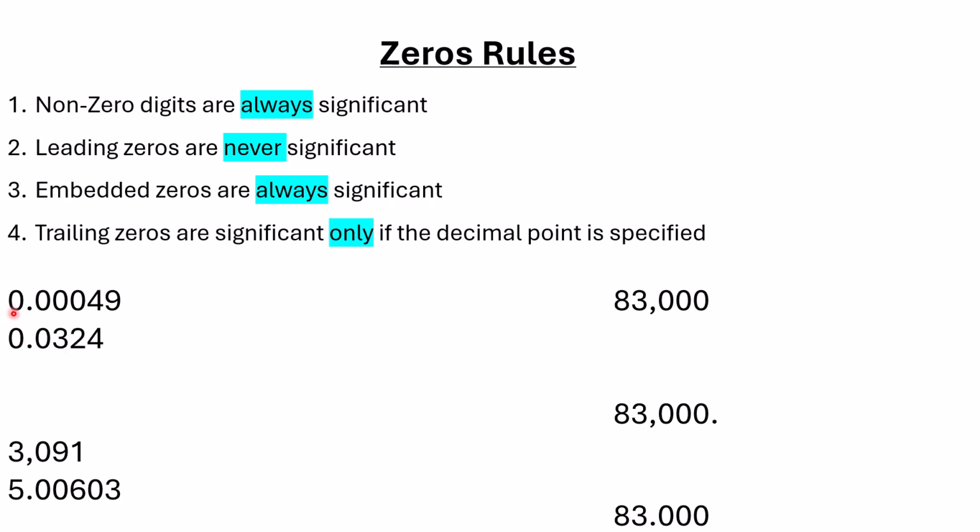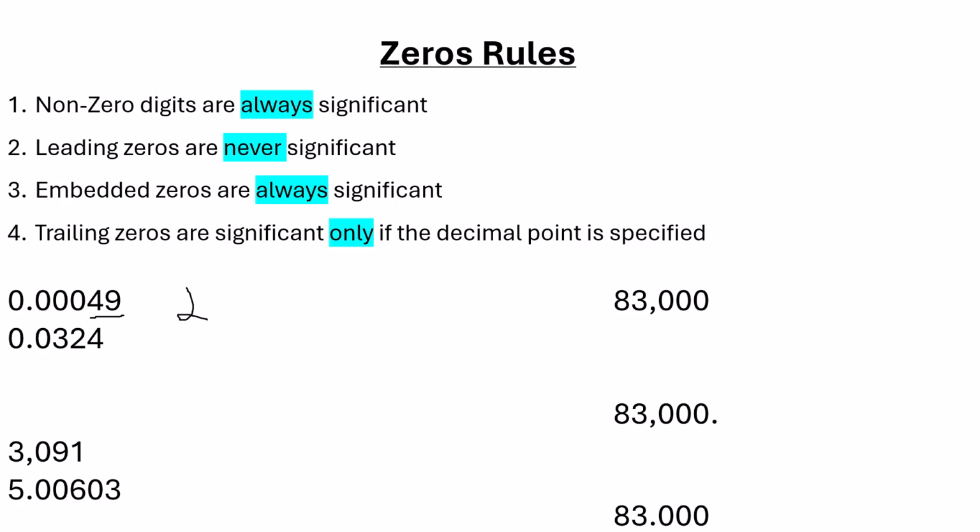When we look at example number 1, we see 0.0049. Looking at rule number 1, we know that non-zero digits are always significant, so we definitely have 2 significant digits in this number. But rule number 2 tells us that leading zeros are never significant. So the first 4 zeros here are not significant, which means total significant digits for the first example is 2.